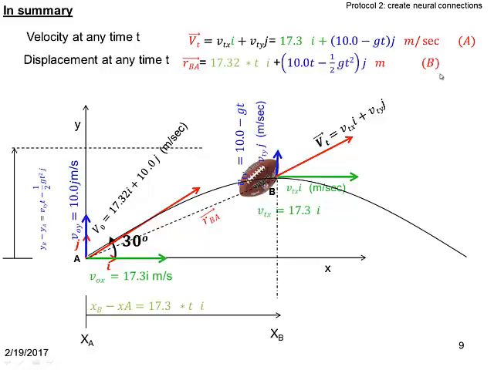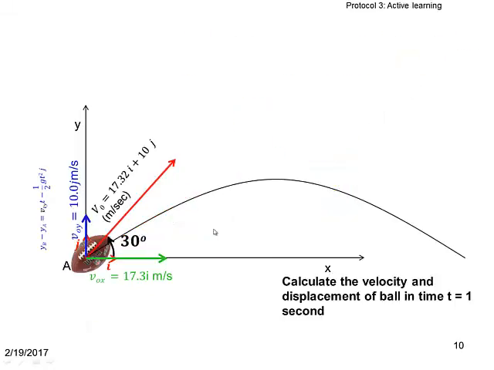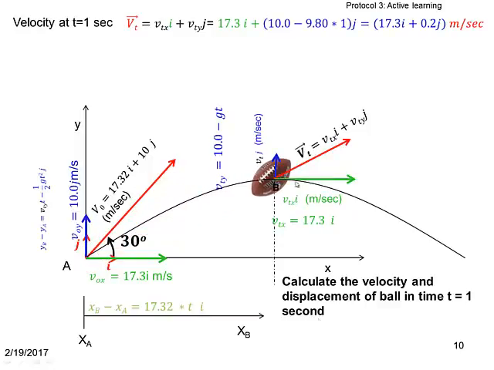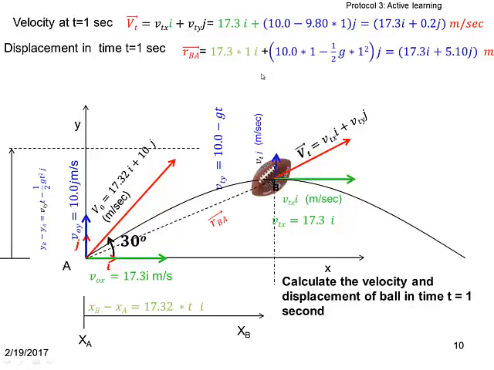Now, for a football kicked with initial velocity 20 meters per second at an angle of 30 degrees with x-axis, calculate the velocity and displacement of the ball at time t equals 1 second. Substituting t equals 1 in the previous equations A and B, we get the velocity vector as 17.32i plus 0.2j meters per second, and the displacement vector as 17.32i plus 5.1j meters.